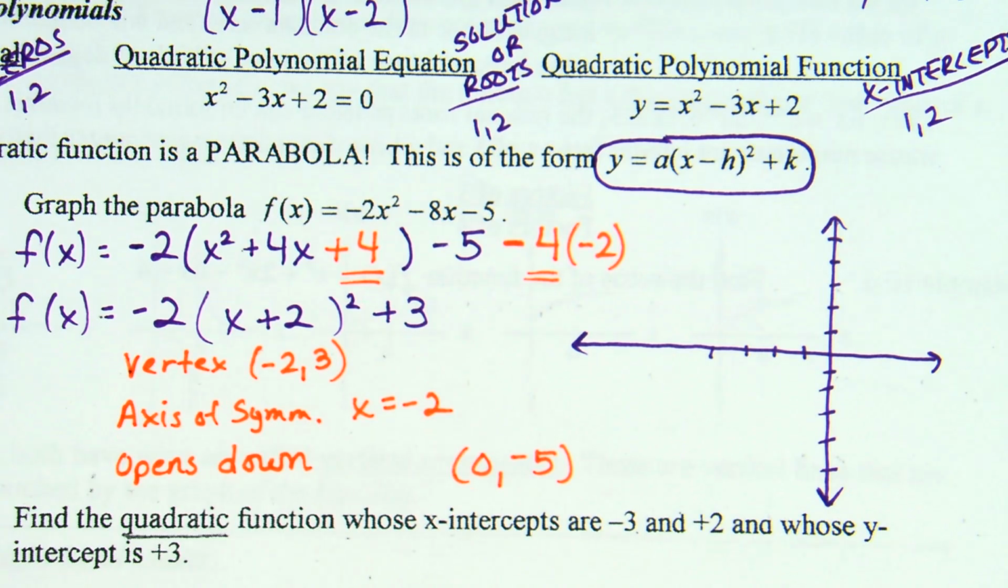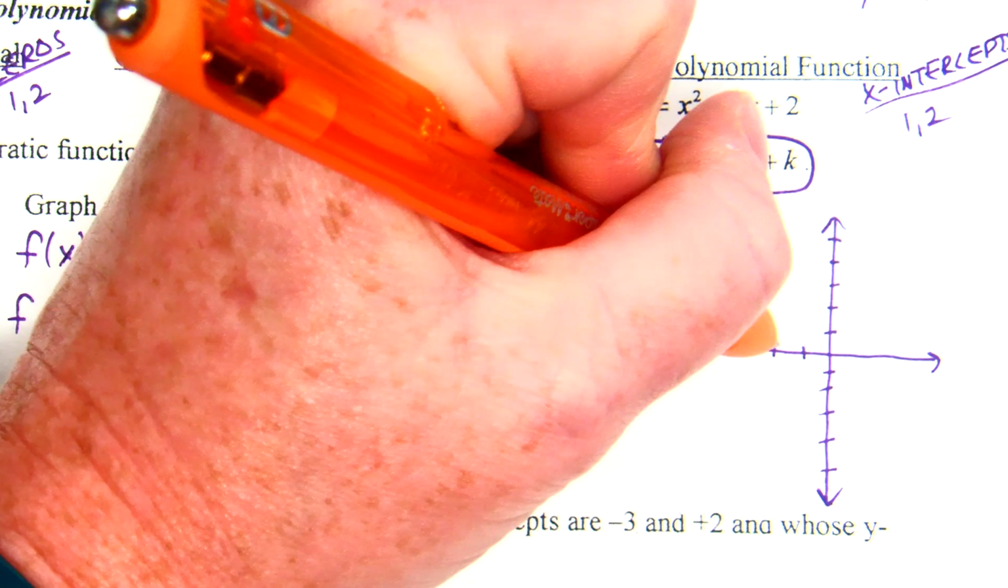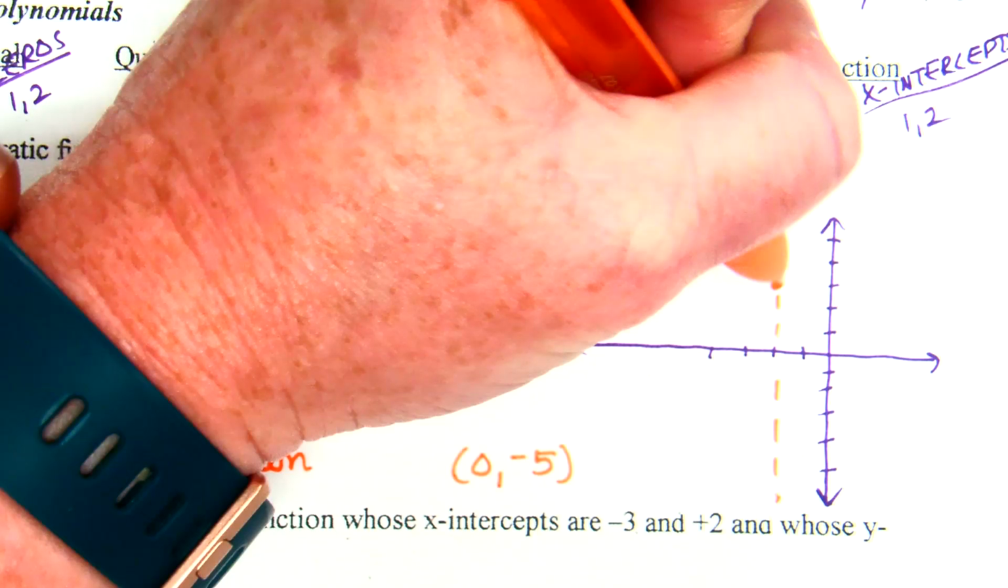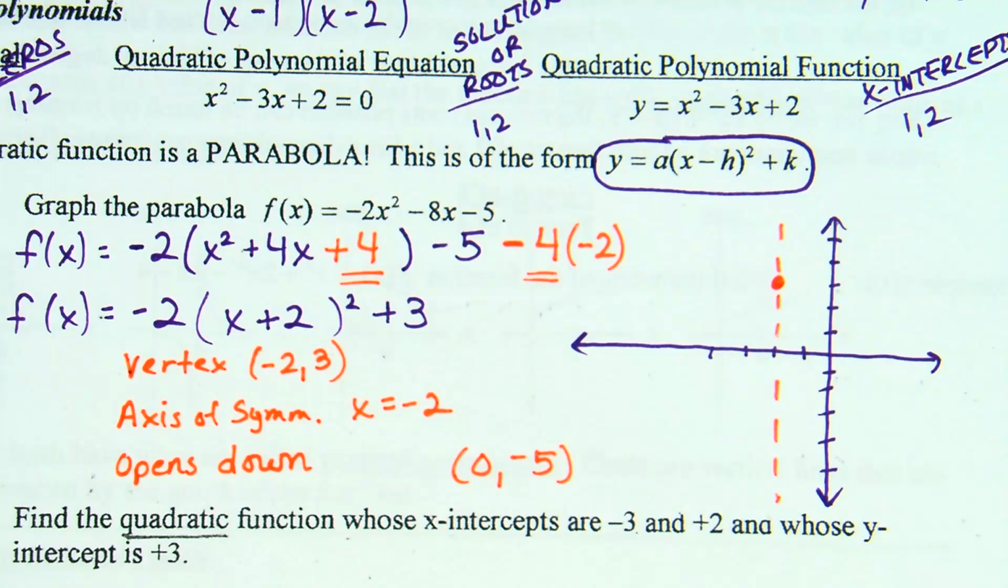Officially, axis of symmetry, x equals -2. So when we fill in that axis of symmetry, dotted line. My vertex of -2, 3 means I'm going to go left 2, up 3, and done correctly, this should land on your axis of symmetry, right? If it doesn't, you're not doing something right. And we know it opens down.